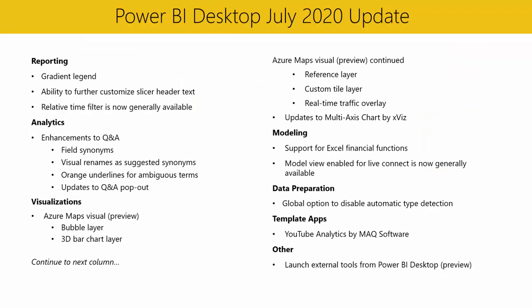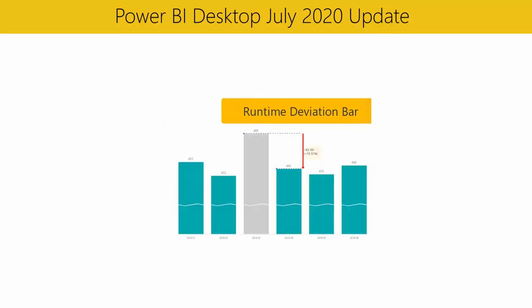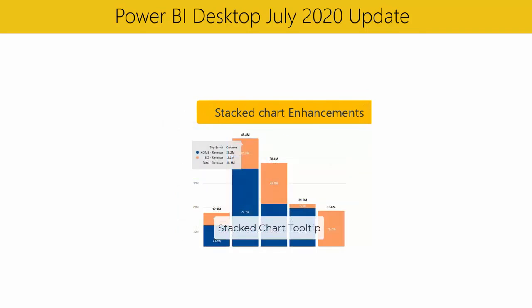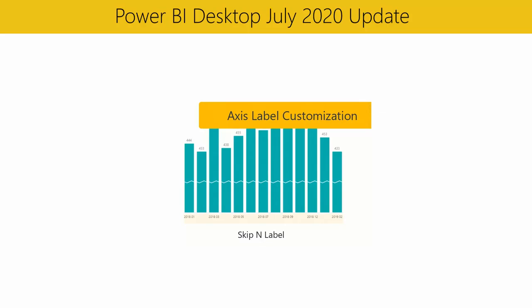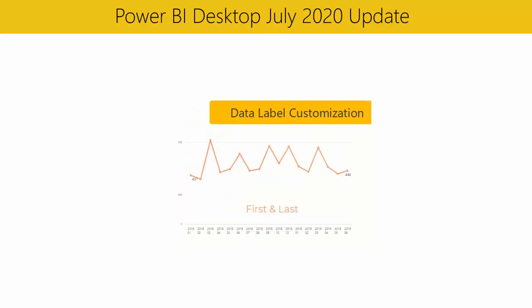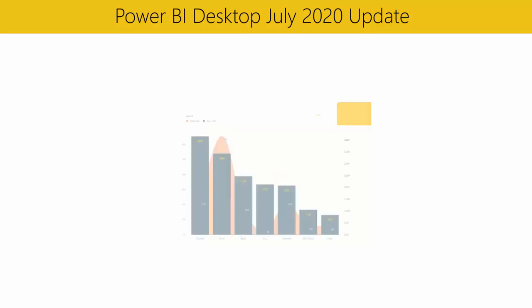Next, XViz has released a new version of their Multi Axis Chart with a bevy of highly requested features, including annotations for storytelling, external URL linking, advanced data labels, and axis customizations, including enhancements for specific charts like stack charts. Links to more information about this visual and to download it from AppSource can be found in the video description below.